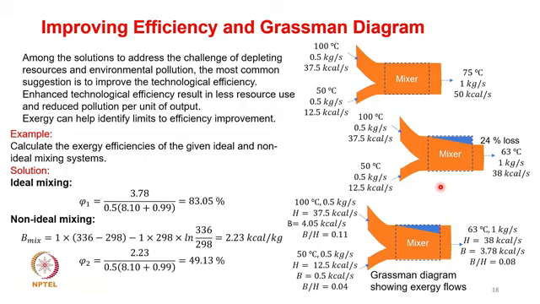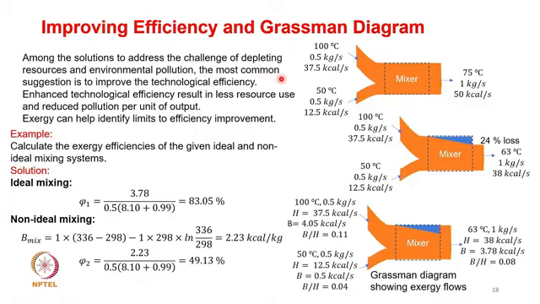This would eventually result in something known as a Grassmann diagram. Among the solutions to address the challenge of depleting resources and environmental pollution, the most common suggestion is to improve the technological efficiency. There is no question about it. The more efficient your process, the lesser the emissions, and you shall be able to extract most of the work out of it. Enhanced technological efficiency results in less resource use and reduced pollution per unit of the output. So, exergy can identify this limit of efficiency.